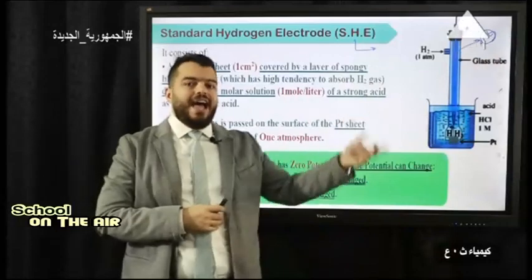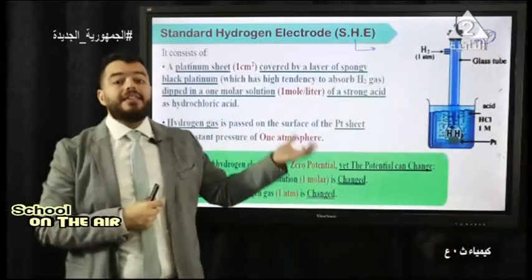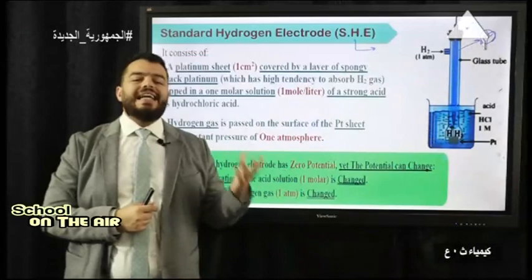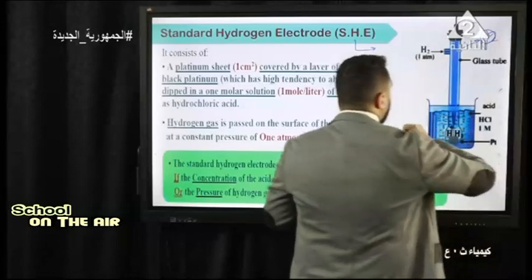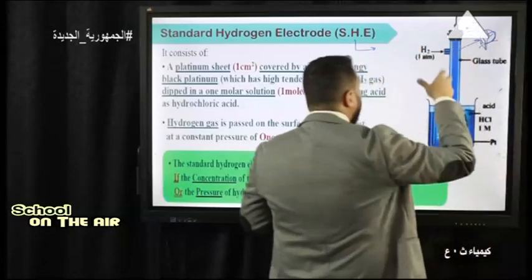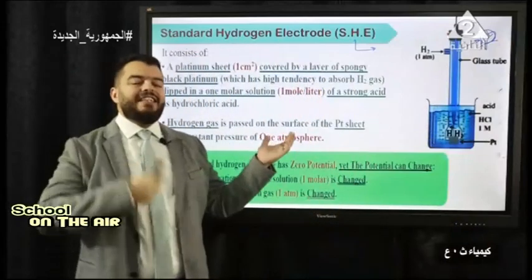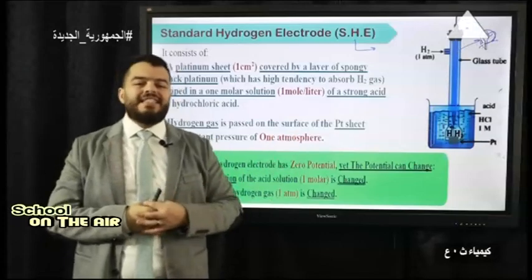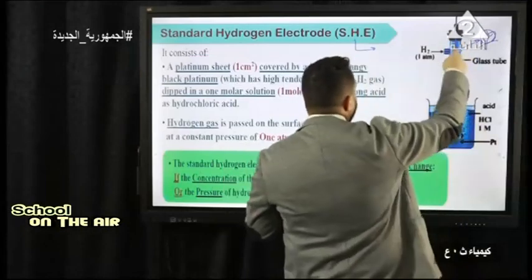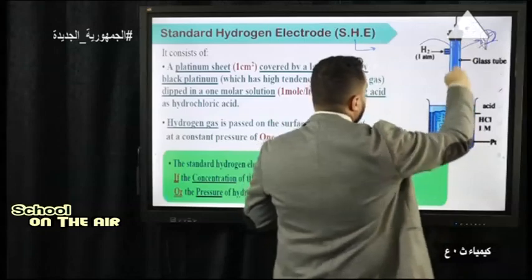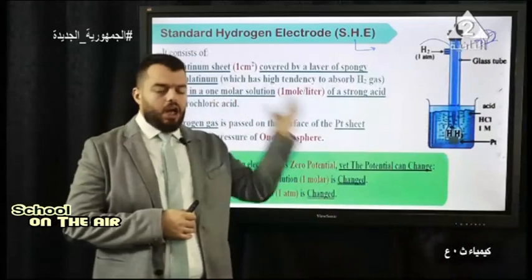Okay, and platinum has one benefit also. What is it? Platinum is a metal which has a higher tendency to absorb hydrogen gas. So you will use the platinum wire or the platinum sheet to absorb hydrogen gas and to conduct electricity, as it's a metal and can conduct electricity through the movement of its electrons. Okay, so the standard hydrogen electrode is a glass tube containing hydrogen gas on the platinum wire, which has some specifications to be a standard hydrogen electrode.